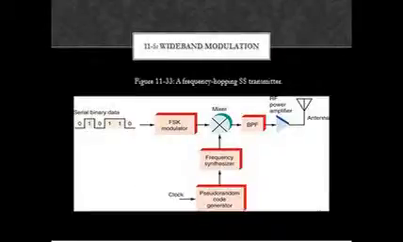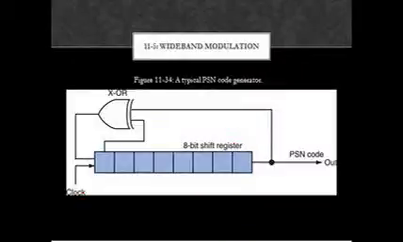This figure shows a block diagram of a frequency hopping spread spectrum transmitter. The serial binary data to be transmitted is applied to a conventional two-tone FSK modulator, and the modulator output is applied to a mixer. Also driving the mixer is a frequency synthesizer.